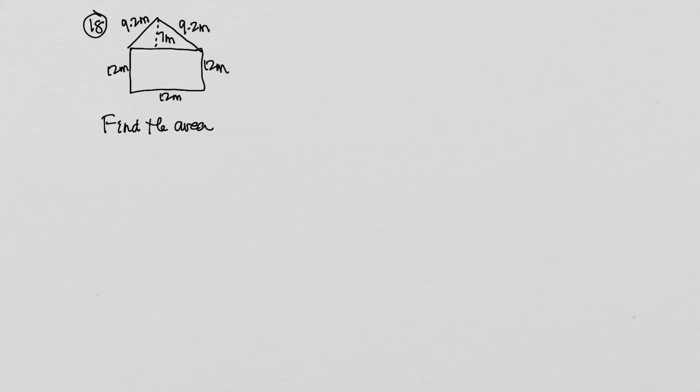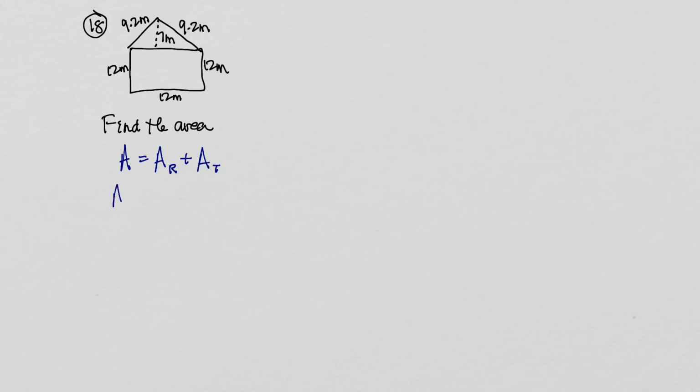So in our last problem here, we've got this figure, and we want to find the area. Now, here's what I'm seeing. I'm seeing a rectangle, or actually a square, right? Because it's 12, 12, 12, and probably 12. So it's a rectangle plus a triangle. So I'm thinking I can get the total area if I find the area of the rectangle and add the area of the triangle.